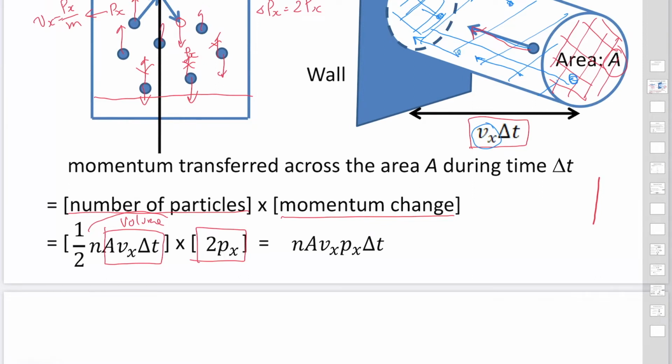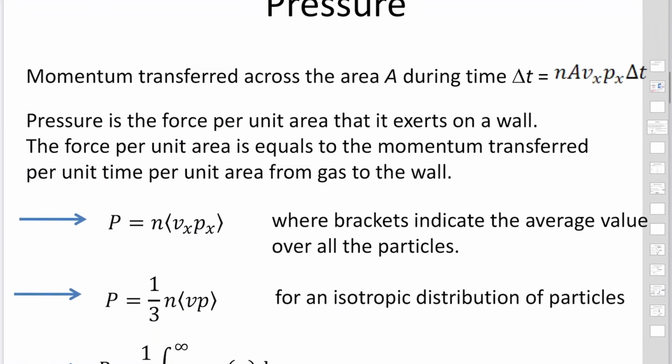So we have to multiply by 1 over 2 to take into account that half of the particles move in the positive x direction while the other half move in the negative x direction. Then this 2 is going to be cancelled out. So the momentum transferred across the area A during the time delta t is expressed as n times A times v sub x times p sub x times delta t.